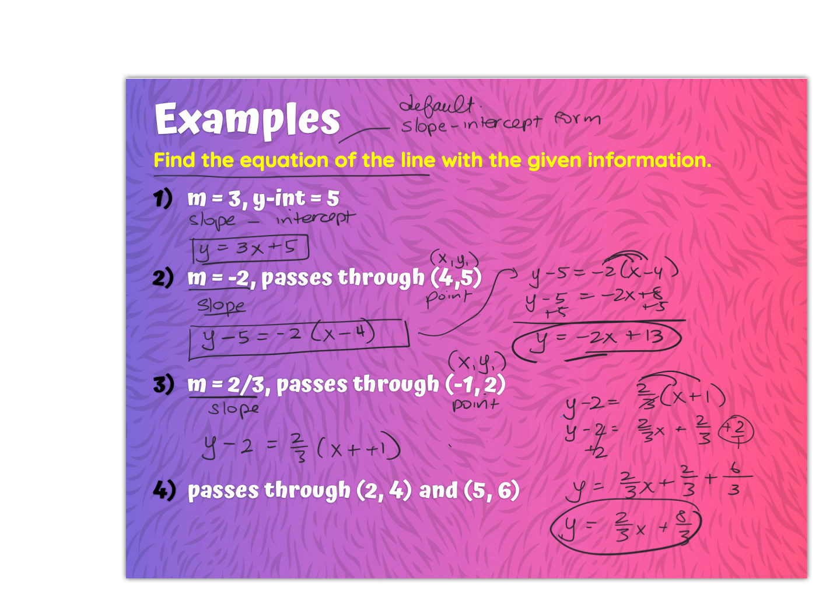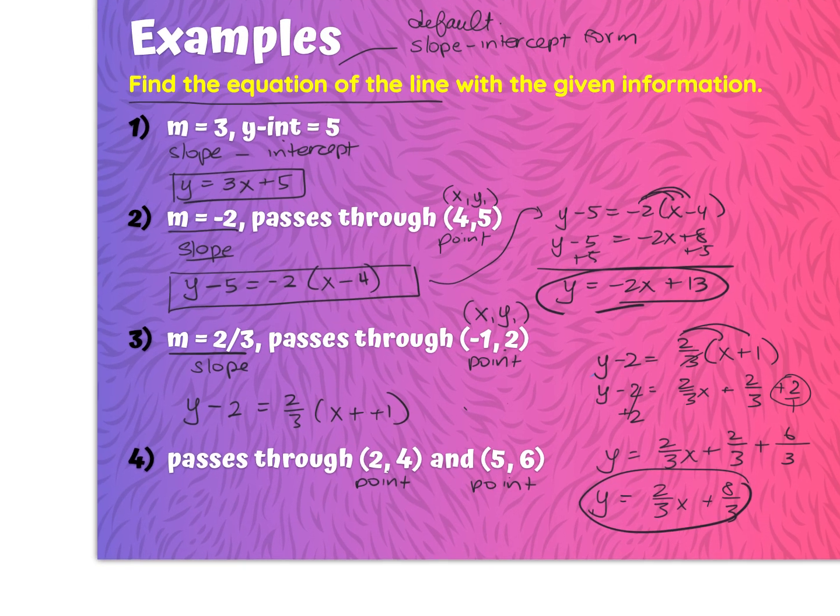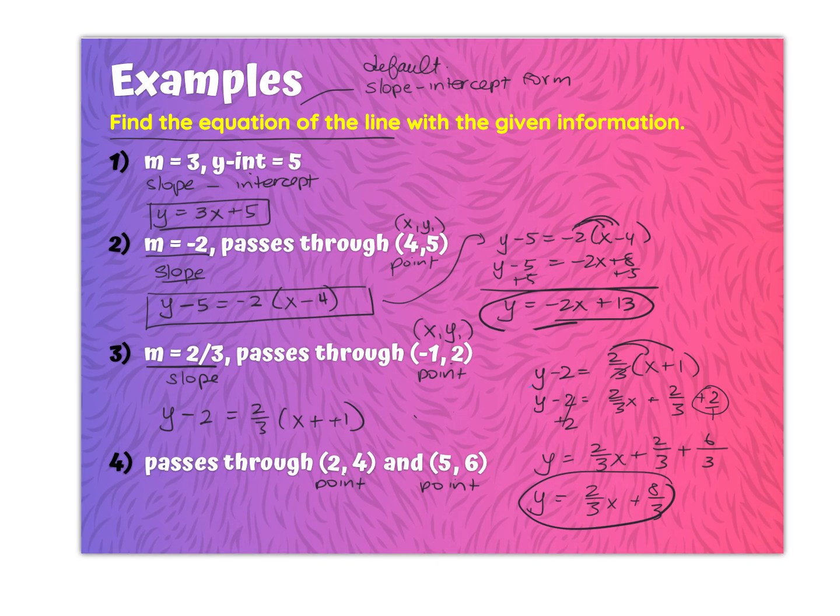All right, and then the last one here, we have 2 points. So we've got a point and a point. Well, guess what? There's no point-point form of an equation. However, there's point-slope. So I have 2 points. I can pick whichever one, but I need to know the slope. So what I'm going to do is write one on top of the other like I showed you the other day, and I'm going to identify the slope.